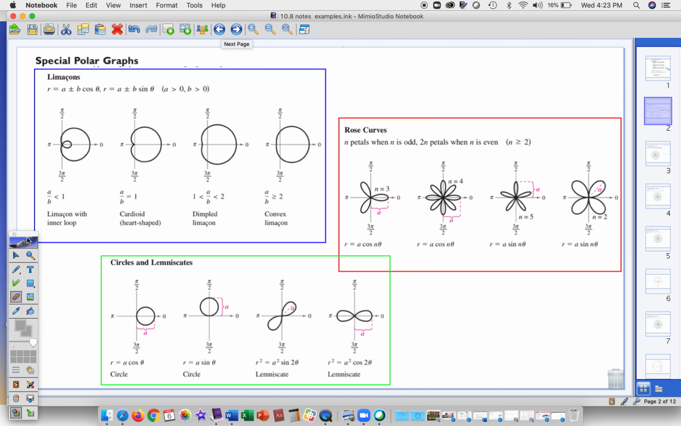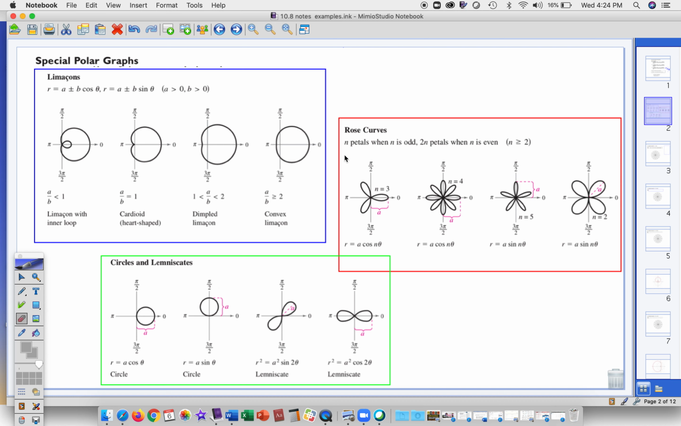Okay, some special polar graphs. We have the limacons, which have the form r equals a plus or minus b cosine theta, or r equals a plus or minus b sine theta. When I look at these, I can tell which form they are. Which of these do you think? If you said cosine theta, you're correct, because they all have that symmetry over the polar axis. If it were of the form sine theta, then you'd see the symmetry over the line theta equals pi over 2.